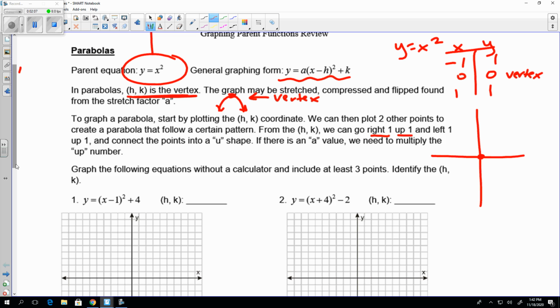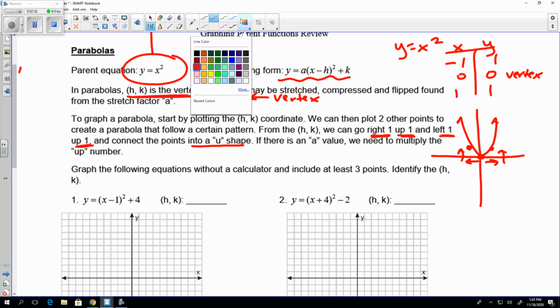So if I were to plot those points, I'm really moving from the vertex left 1 and up 1 to get this point. And from the vertex, I'm moving right 1 and up 1 to get this point. So that's why I'm saying let's go right 1 and up 1 from the vertex. And we'll go left 1 and up 1 from the vertex. And then we're just going to connect them into a U shape if it's a parabola. Okay? How we know it's a parabola from the equation is that it has a squared. So that's how we know it's going to be a U shape.